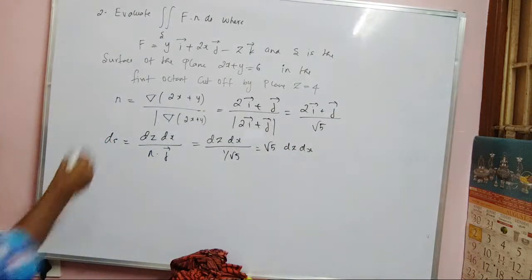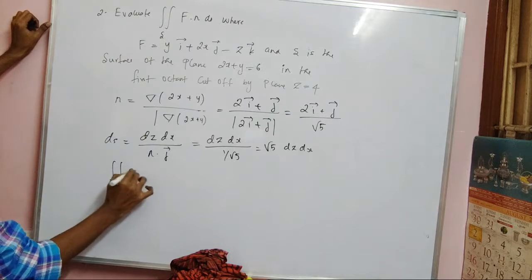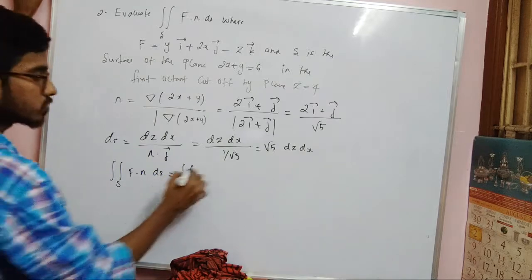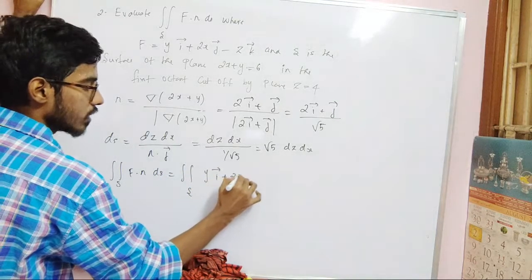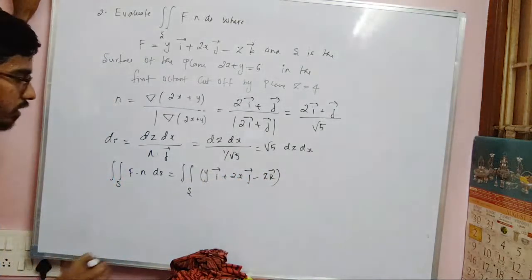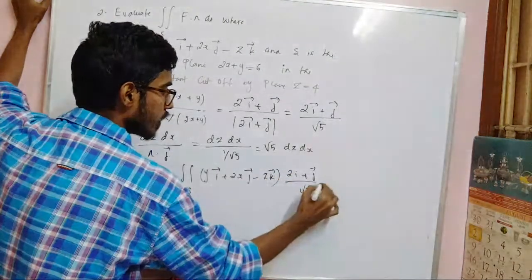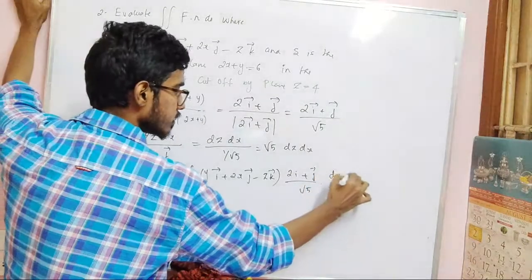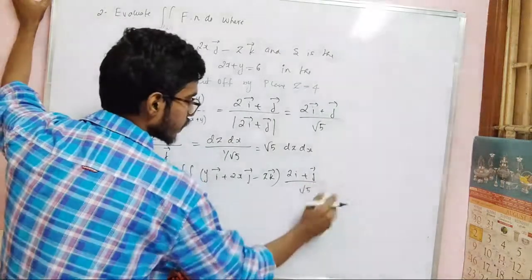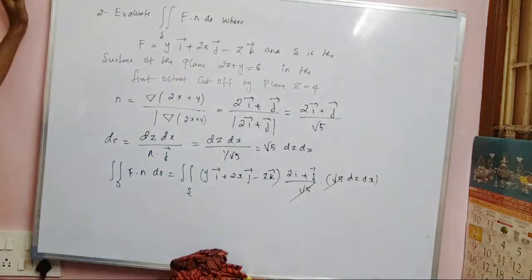So we need to find the double integral over S of F dot n dS. What is F? F is y i vector plus 2x j vector minus z k vector. n is 2i plus j by root 5, and dS is dz dx divided by n dot j, that is root 5 dz dx. So this root 5 will get cancelled.